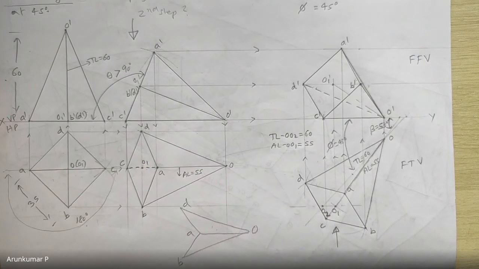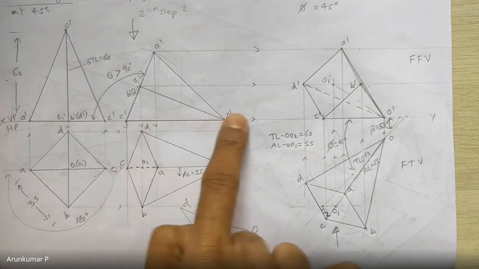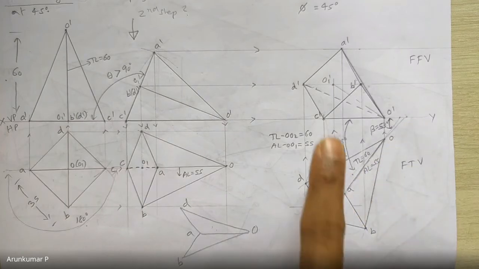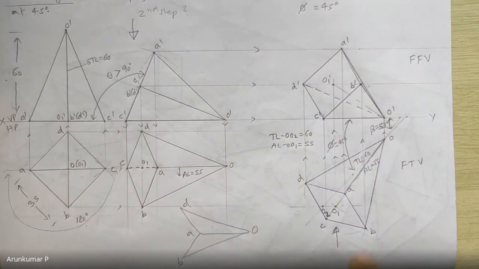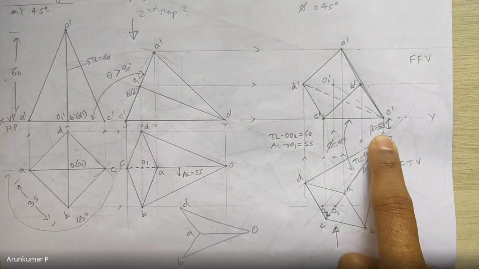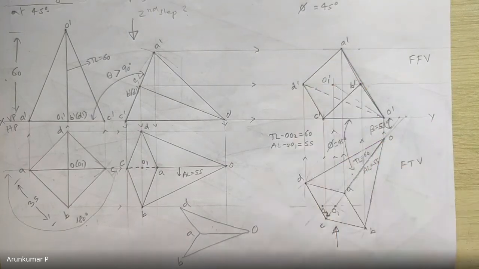This completes the projection of a square pyramid resting on HP on its slant edge, basically resting on a corner, resting on HP on a slant edge, OC, and then the axis is inclined to VP by 45 degrees. That is a true inclination. However, it's a locus problem, so you have the apparent inclination as 53 degrees. This is the top view, this is the front view.